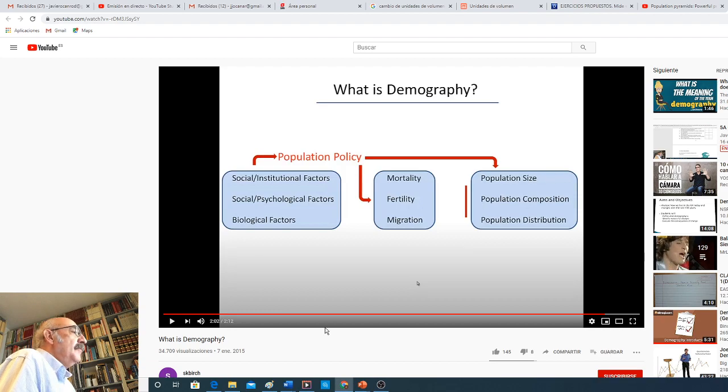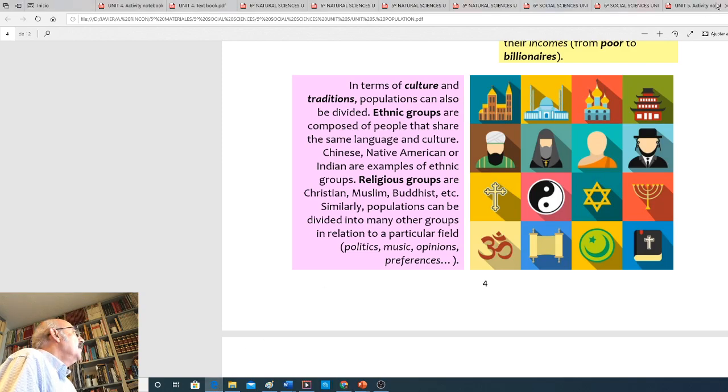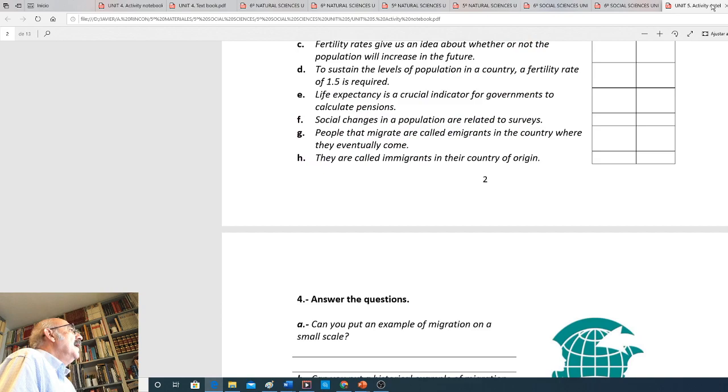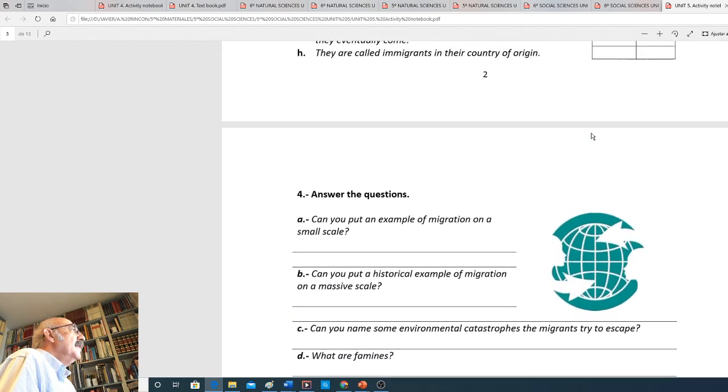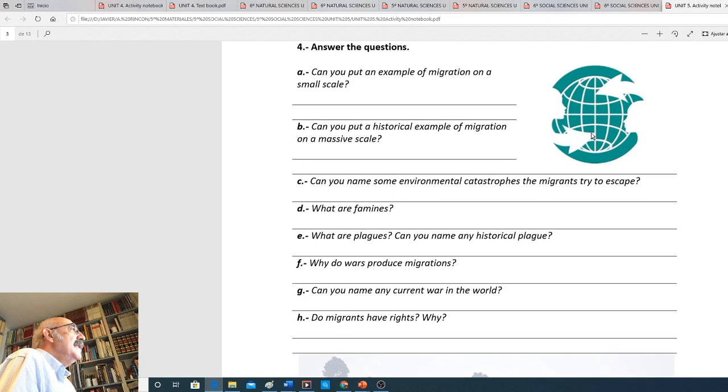Now we're going to go back to our notes because we had another exercise there. So this is page number 3, and you have to answer these questions. Talking about migrations, remember that migration is the movement of people, and there can be a lot of massive migrations. And throughout history in humankind, there's been a lot of migrations, even today. So number 1 is, can you put an example of a migration on a small scale? Migration on a small scale?